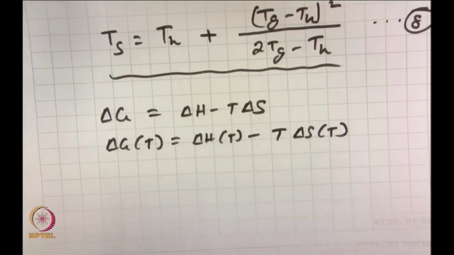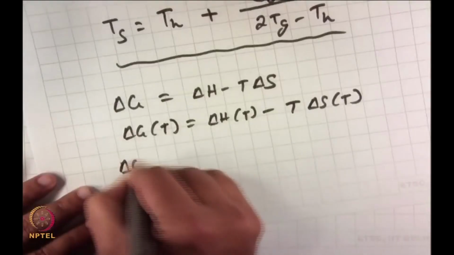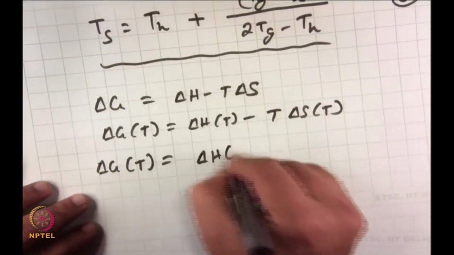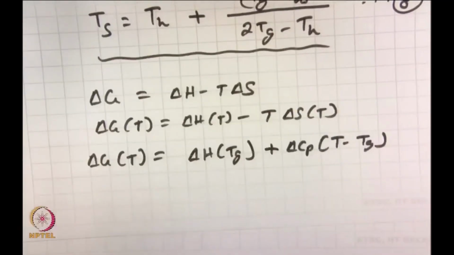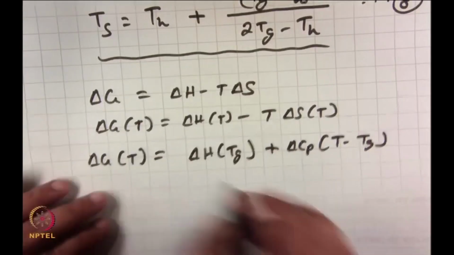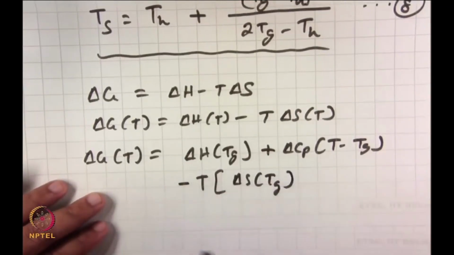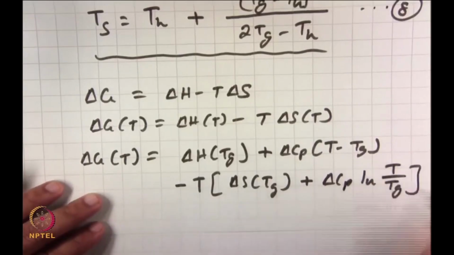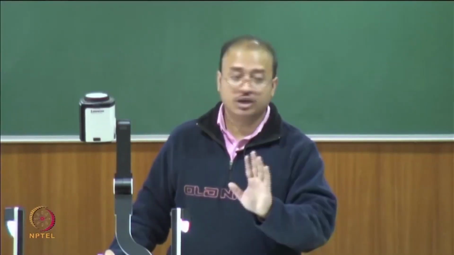From here we have a relation; we know what delta H of T is, and we also know what delta S of T is, in terms of Tg and T. So, I can write delta G of T is equal to delta H, keeping the reference temperature as Tg, which is delta H of Tg, plus delta Cp times (T minus Tg), that is your delta H as a function of temperature, minus T times delta S, which is delta S of Tg plus delta Cp natural log of T over Tg. So, we just replaced the corresponding temperature dependencies of delta H and delta S. You are following up to this point, right.